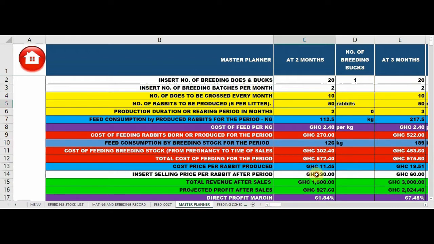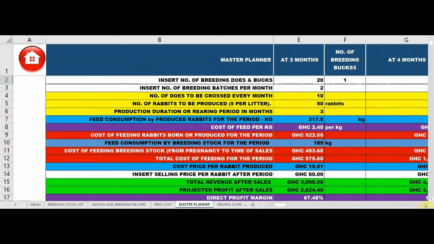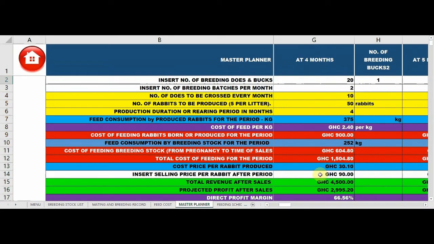So here, winners are sold at 30 cedis. Even if I decide to sell at 25 cedis, I still have 54% direct profit. Okay, medications and other things are not part of it, because those things are not constant. They are variable costs, which you handle in your income expenditure. Okay, so it goes on for 3 months. The same figures will reflect. Then at 4 months, well, you have the power to decide how much you want to sell at each stage.